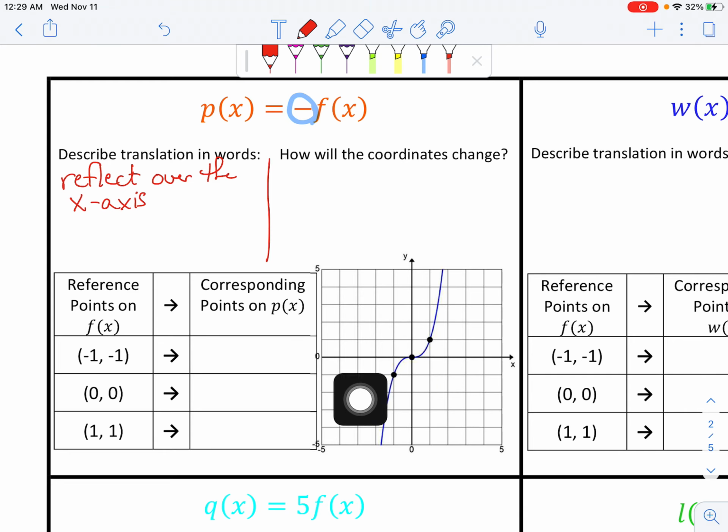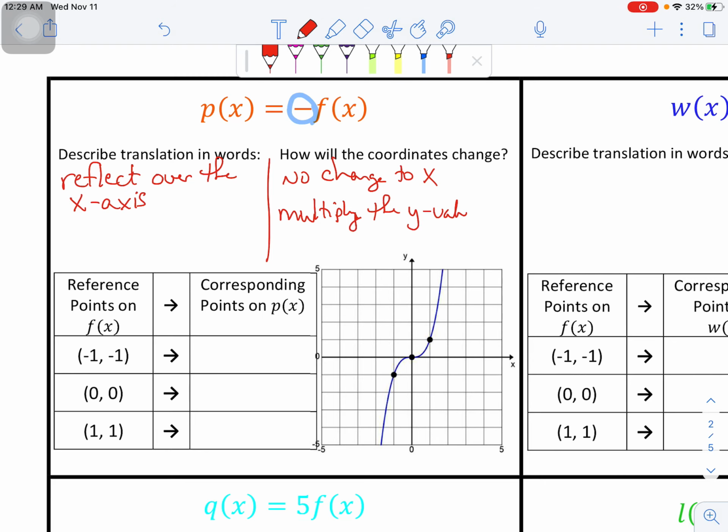All right, so this is going to look a little weird, but if we're reflecting over the x-axis, that means this point up top is going to flip to the bottom. This point on the bottom is going to flip up to the top. What that means for us is our x values didn't change. So no change to x, and we're going to multiply the y value by -1.